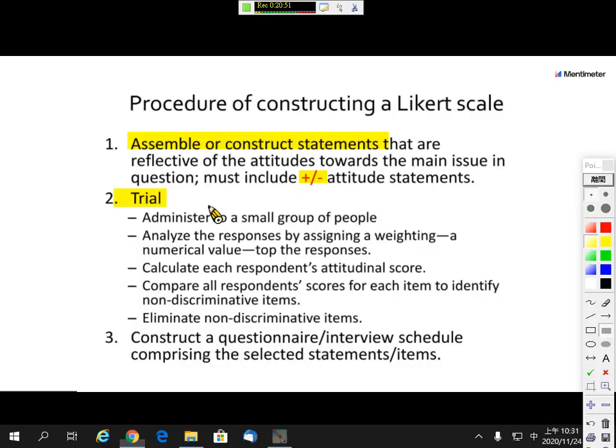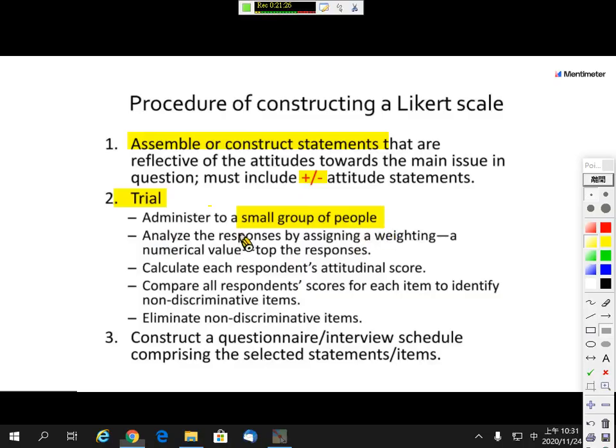So you need to administer it to a small group of people. For example, if I want to investigate Windsor students' perceptions toward environmental protection, what should I do? I cannot just print out all the copies of the questionnaire and distribute them to all the respondents. No, I don't do this. I will invite a small group of Windsor students to take the trial to see whether they can really understand the meaning of each item.